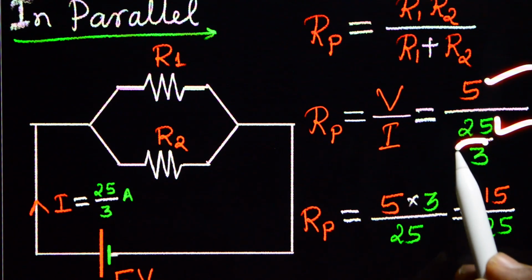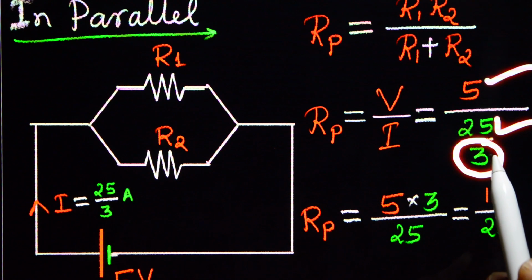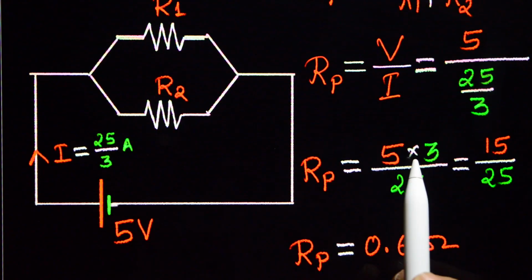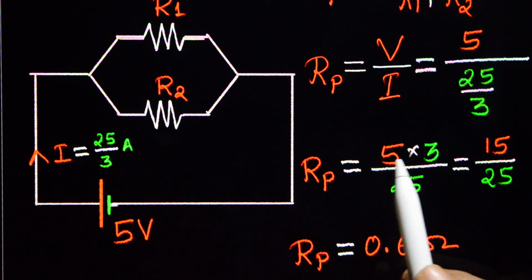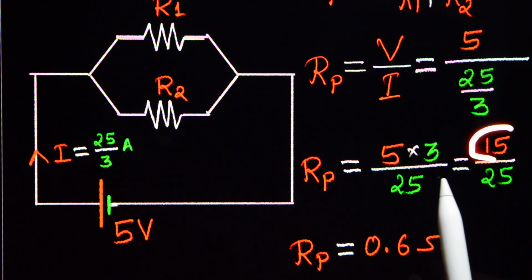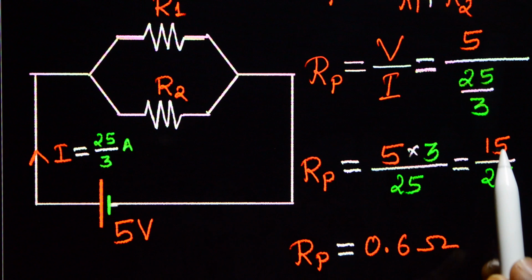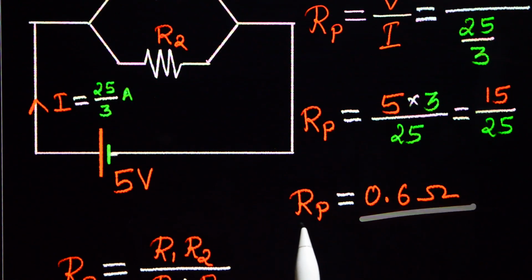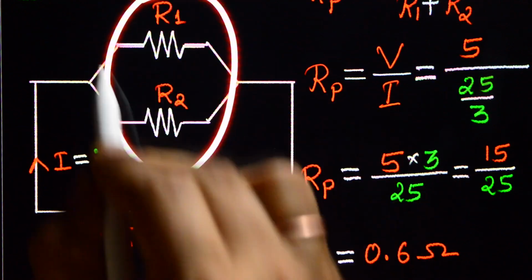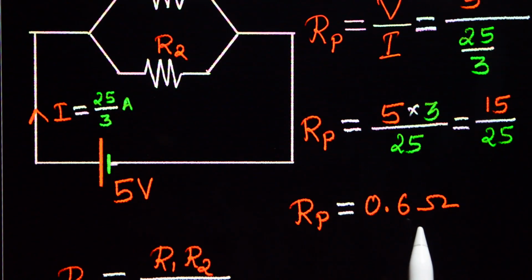Now this 3 in the denominator goes to the numerator. Therefore Rp is equal to 5 into 3 divided by 25, which is 5 into 3, that is 15 divided by 25. What is 15 by 25? 15 by 25 is 0.6 ohm. Here the effective resistance of the combination is 0.6 ohm.